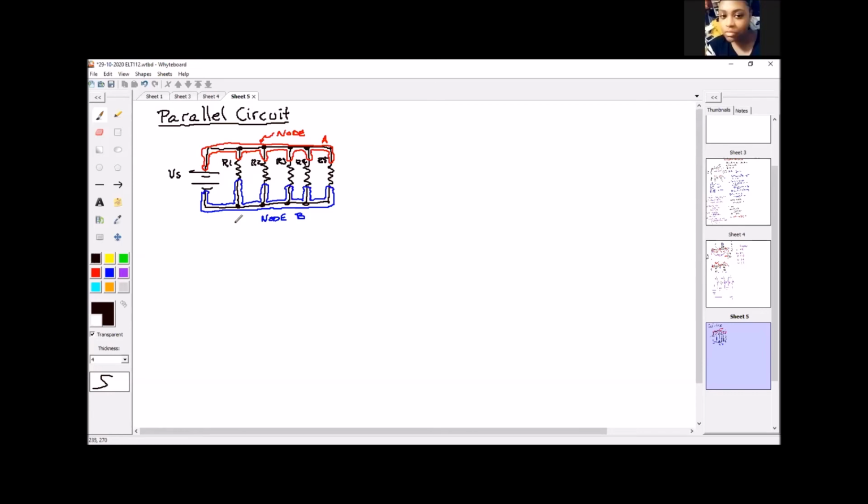Okay. So now, if I do that same thing and I make a list of the connections, what two nodes does R1 connect between? I guess A and B. What does R2 connect between? Isn't that the same for all of them?